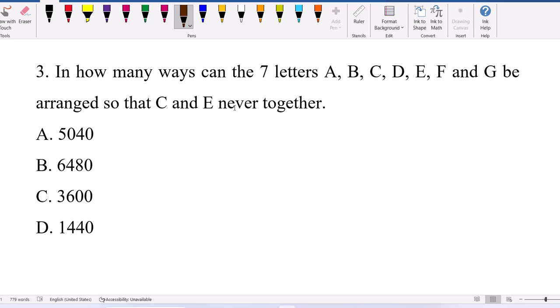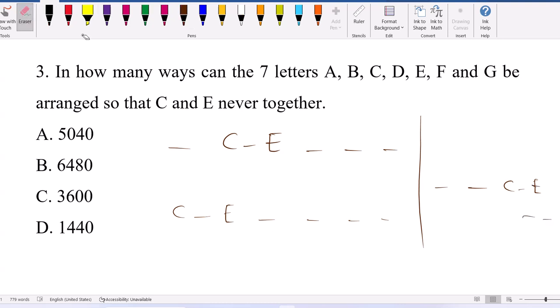There are two different ways we can solve. One is total minus C and D together. We can try C and D never together, but that means a lot of possibilities will come: between C and D one person, between C and D two people, between C and D three people. Or I have to start here, or put C and D here, or where do I keep them? There are a lot of things you need to verify. That will take a lot of time.